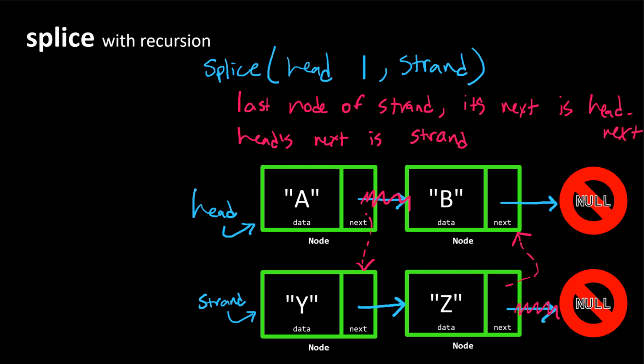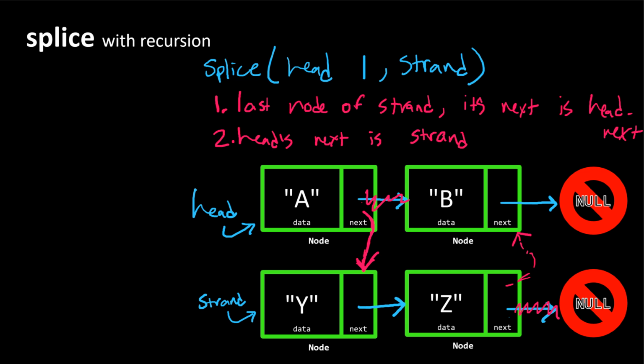And so what that's saying is take this reference here and assign it to the next property of the very last node of our strand, right? And so we've got that connection made. Then what we're going to say, so that was the first step in this base case. The second step is head's next is now strand. So we're going to drop this reference here and set up this reference.